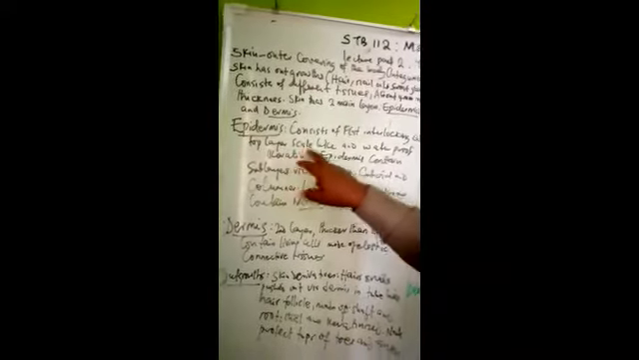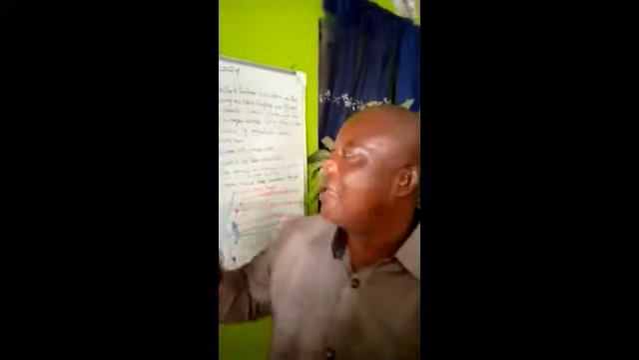It consists of flat interlocking cells. The top layer of the skin is scale-like and waterproof. The top layer is what? Scale-like and waterproof. It's made up of a type of protein called keratin.